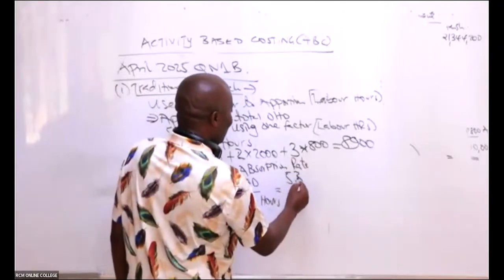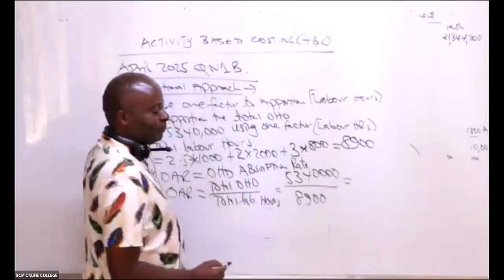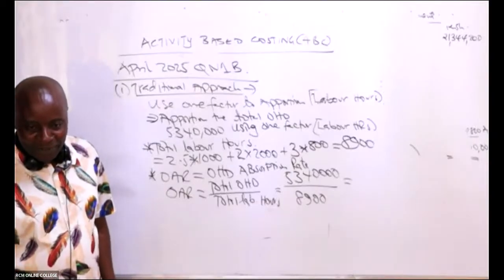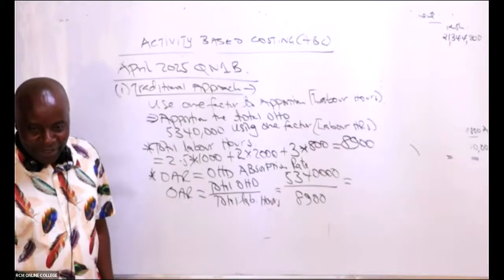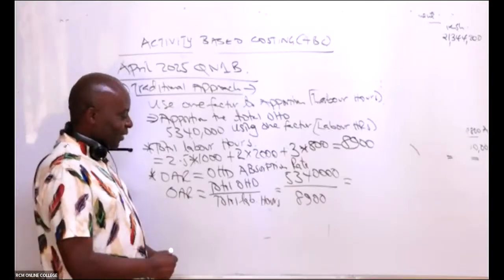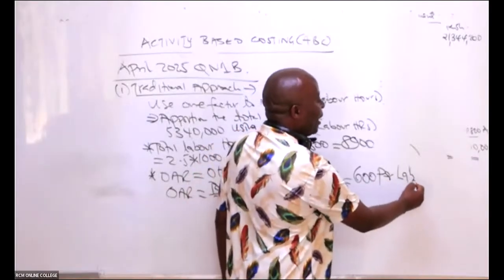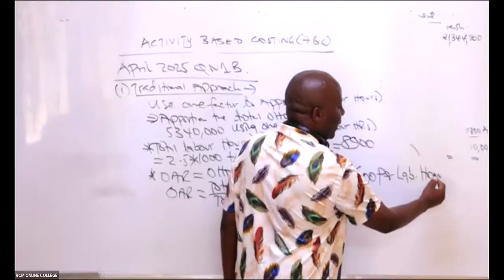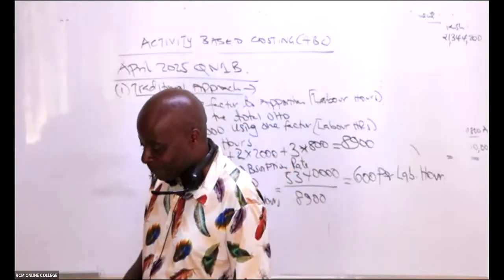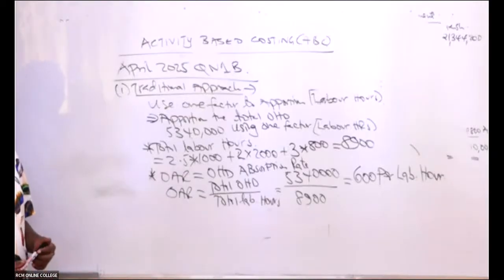Are they able to see this 40,000? Oh, I'm alone. 8,900. 600, right? So this is 600 per what? Per labor hour or per hour, isn't it? I like differentiating this by mentioning labor hour because there are also machine hours. So that is our overhead absorption rate.